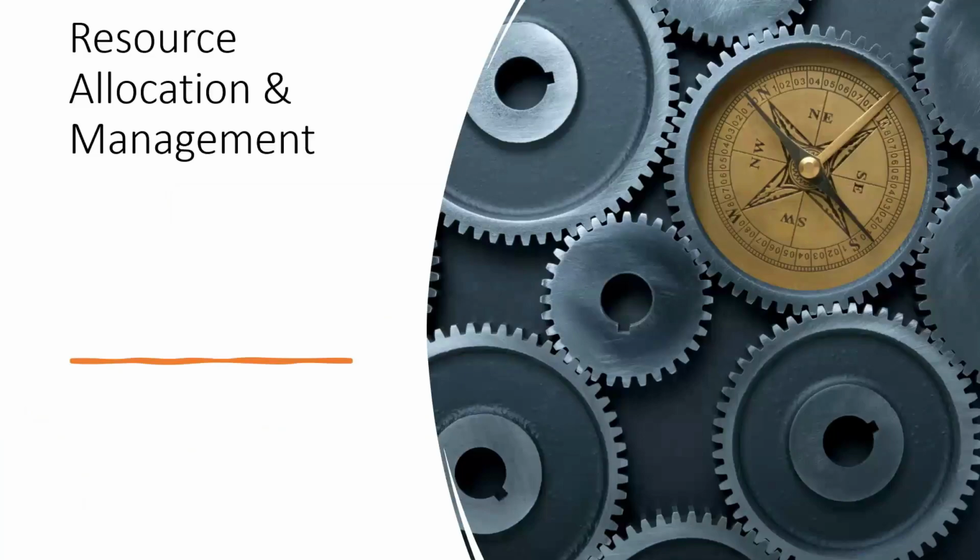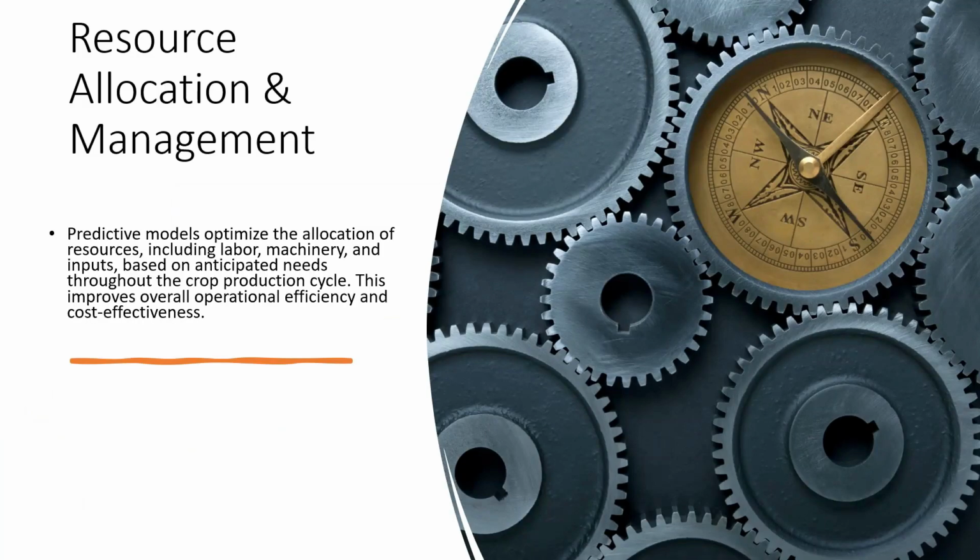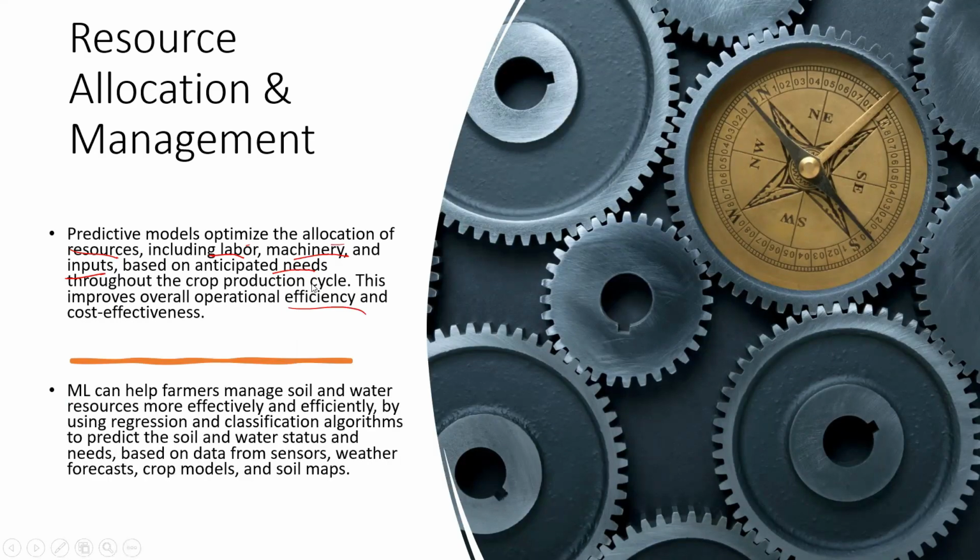So we also have what we call resource allocation and management in agriculture. Here also, predictive models can optimize the allocation of resources, including labor, machinery, and inputs based on anticipated needs throughout the crop production cycle. So this is very important. This for sure will improve the overall operational efficiency and cost effectiveness of the crop production system.